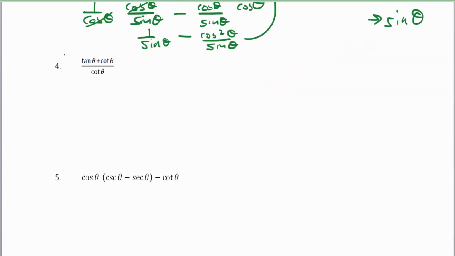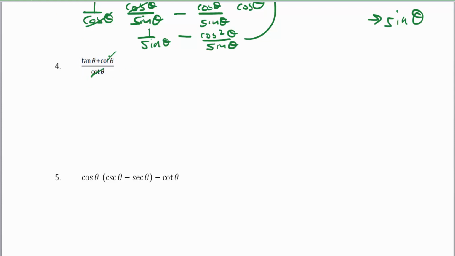So let's go and check out problem 4 here. So we got tangent plus cotangent over cotangent. Okay, so here's what you just want to do. It's like, oh man, I want to cancel that cotangent and cancel that cotangent, and my answer is tangent. But you can't do that. You can't just say bam, bam, and be done with tangent as your answer.